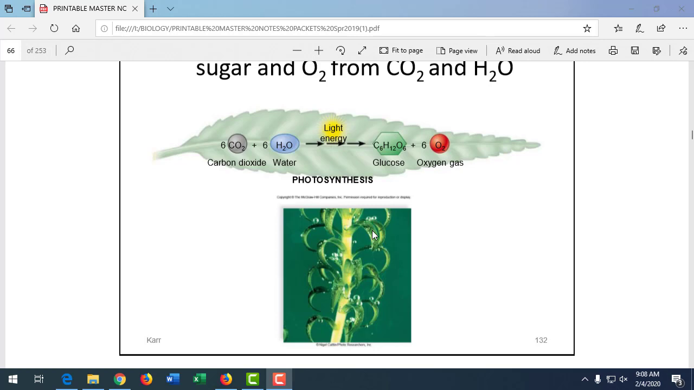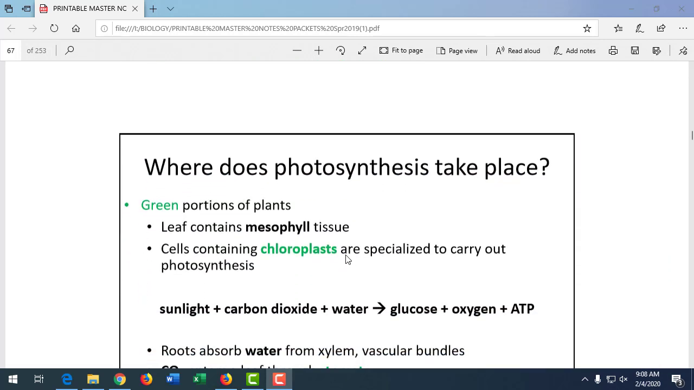Yes, oxygen. And we're going to mimic next week when we come to lab, you're going to actually do a little experiment where we're going to create oxygen gas, and we're going to measure that over time. So this is oxygen gas being produced on the surface of these leaves. So where does it take place? In the green portion of our plants, in the mesophyll, which is a tissue in the leaf that has chloroplasts.